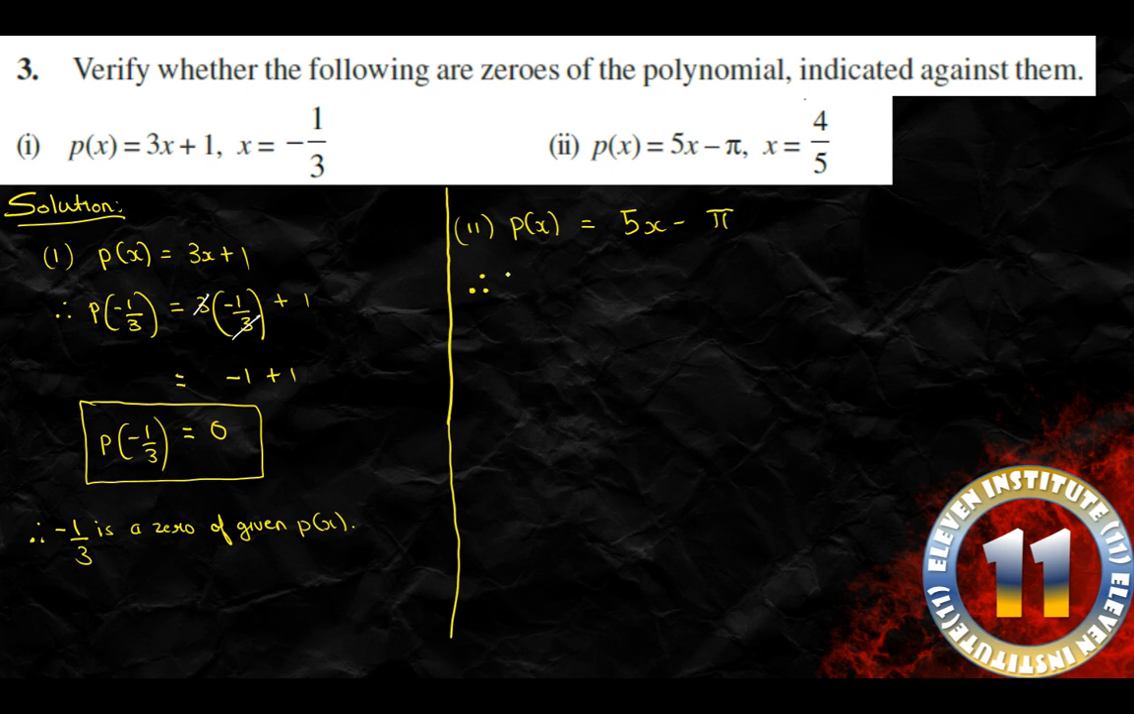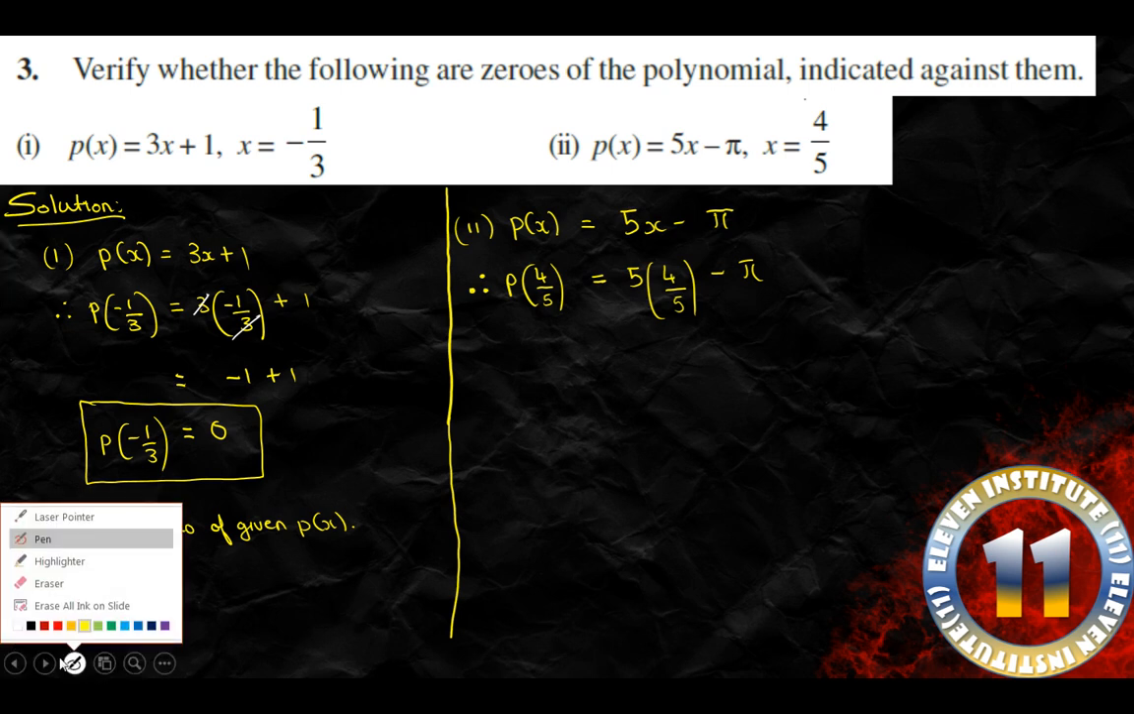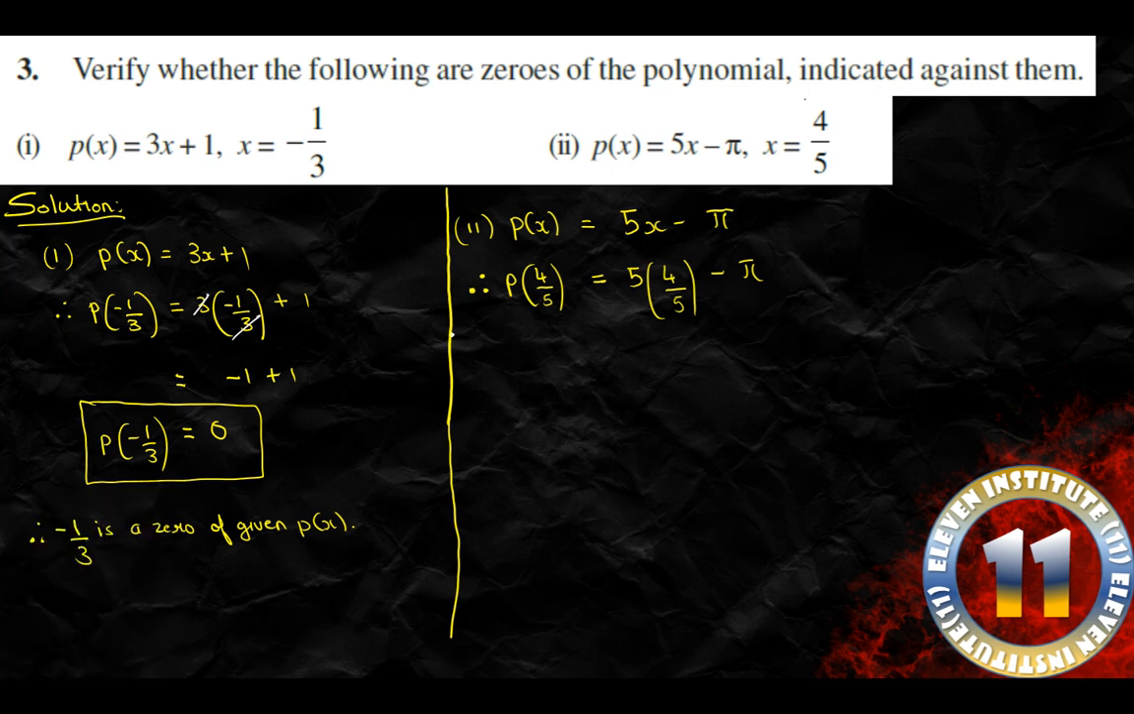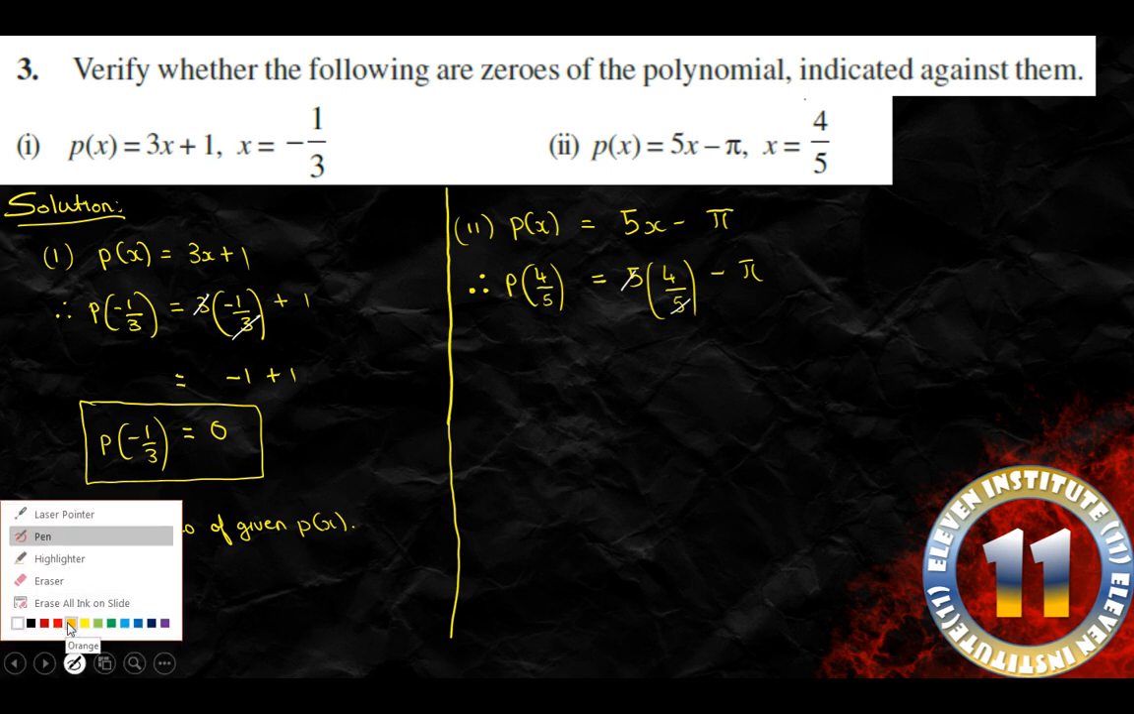What is the value of x that is given to us? 4 upon 5. So we can write over here p of 4 upon 5 is equal to, this 5 will remain as it is. Now instead of x we can write 4 upon 5 and minus pi will remain as it is. Again the 5 in the numerator and the 5 in the denominator will cancel each other like this. So what remains with us is 4 minus pi.